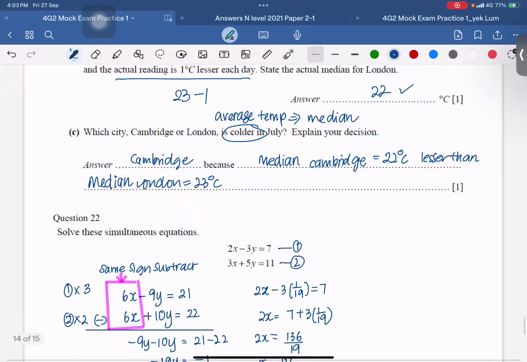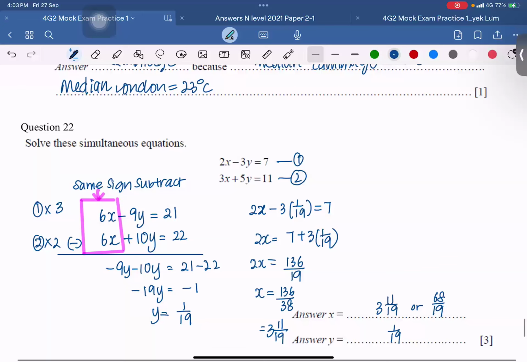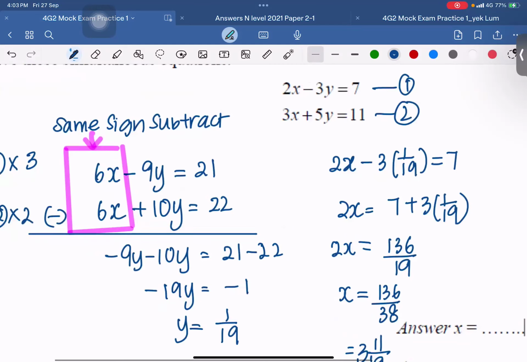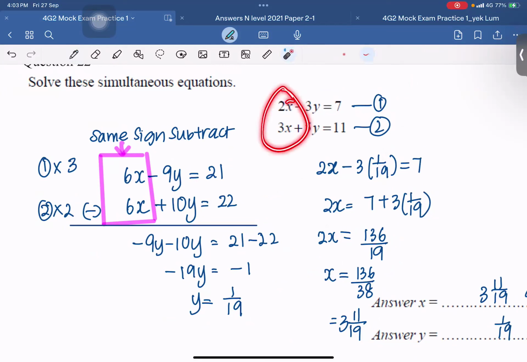This simultaneous equation, just to highlight, it did not end up as a nice number. I randomly set the numbers and didn't know it would turn out to be a fraction. Notice I make the numbers the same. Same sign, subtract. So it's negative 9y minus 10y to give you negative 19y. Both of them are positive sign. Then y equals 1 over 19, and you plug into the other equation and you'll get x over 19 as well. So it's not that the question cannot be solved, it's just that it's not a nice number.